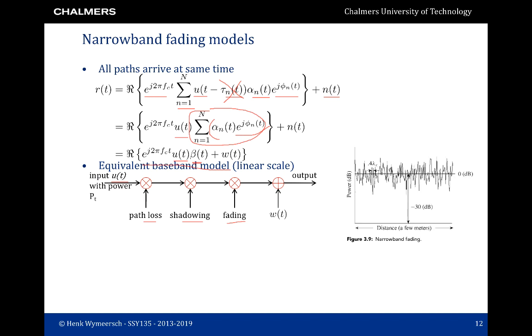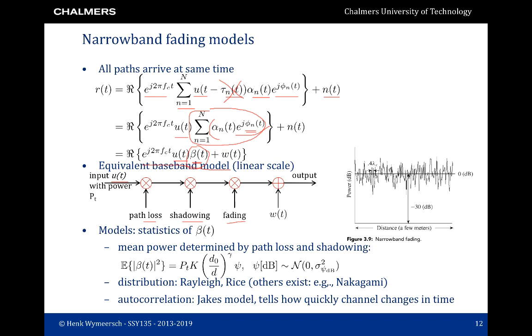If I were to visualize the received power as a function of distance, I would see something like this. So large variations as a function of distance, because the beta of t varies very quickly when the receiver is moving. It varies very quickly because the phase phi n of t varies very quickly because it depends on the carrier. So I have these very large fluctuations in terms of power, even over relatively small distances.